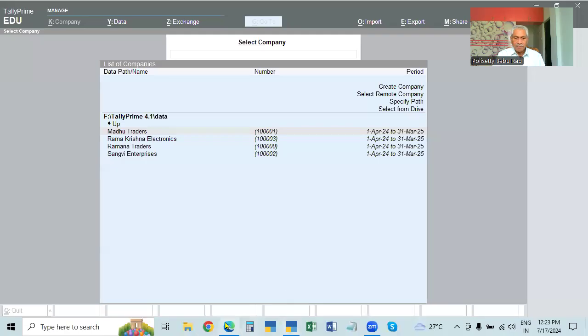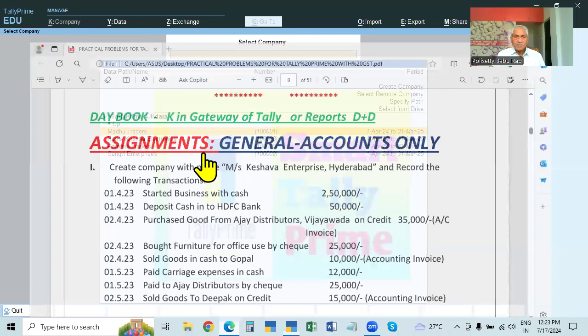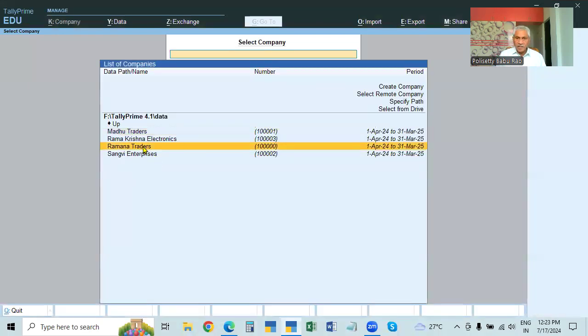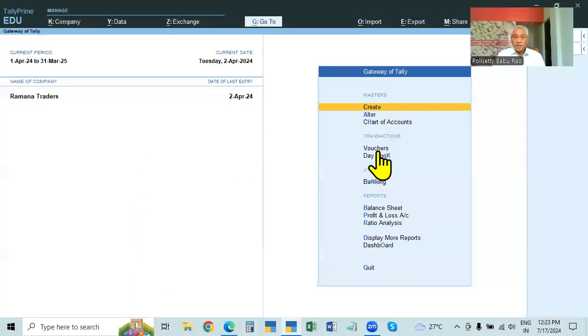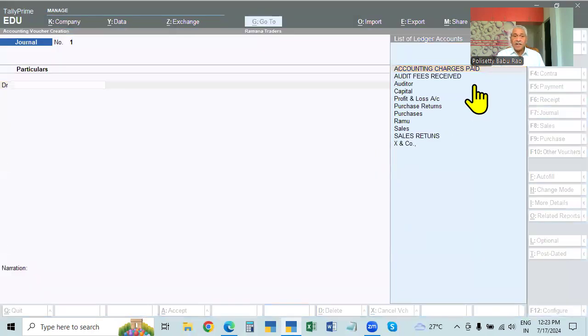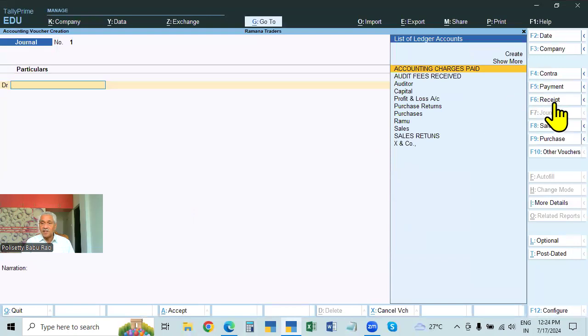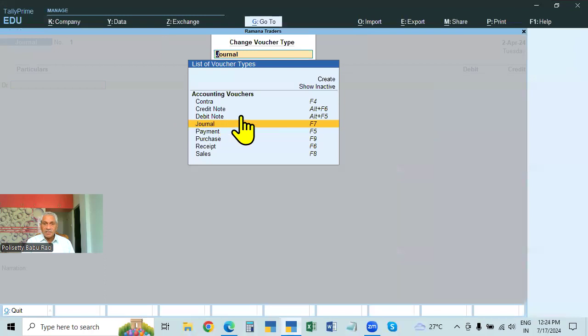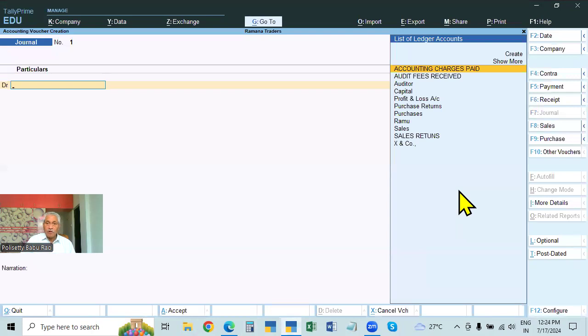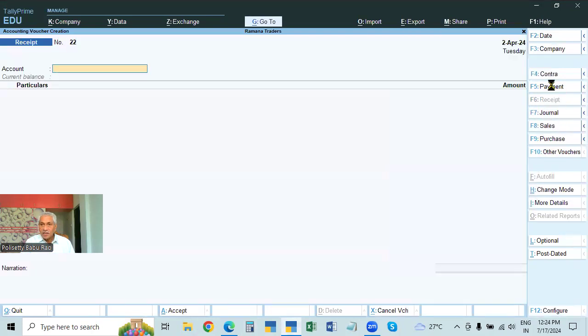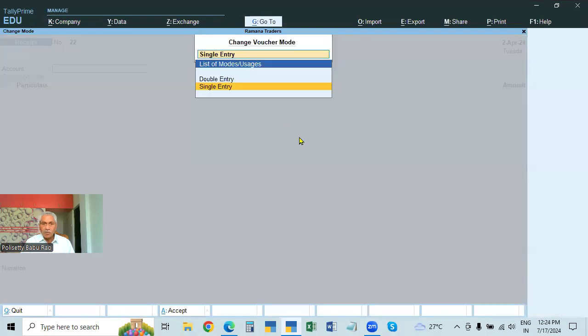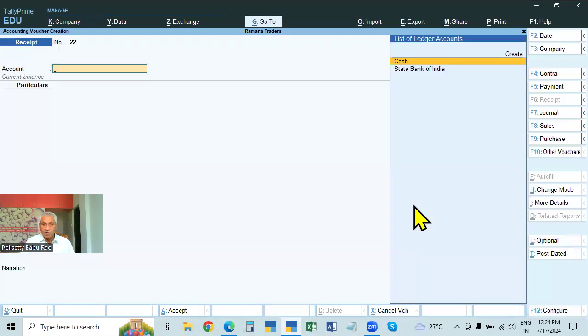You see here, this is the company. Yesterday we completed how to record transactions in the vouchers: contra, payment, receipt, sales, purchases, and then purchase returns as debit note, and sales returns as credit note. We discussed all of these, but we left over only one voucher, journal.